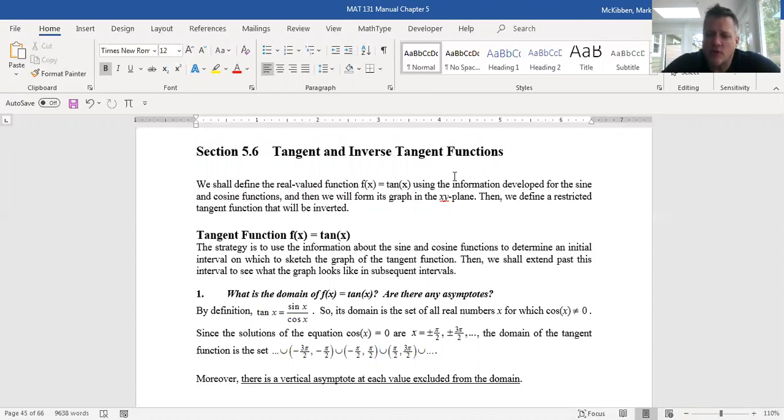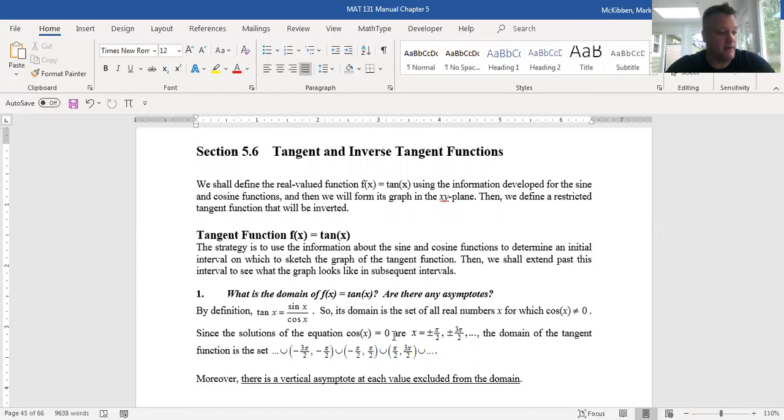So the very first question that we answer is, what's the domain, right? So remember, the definition of tangent is a quotient function. It's sine of x over the cosine of x. And so we know that the domain is the set of all numbers for which the bottom is not zero, namely the cosine isn't zero. But remember, the cosine of x is zero for inputs for which the points on the unit circle are on the y-axis.